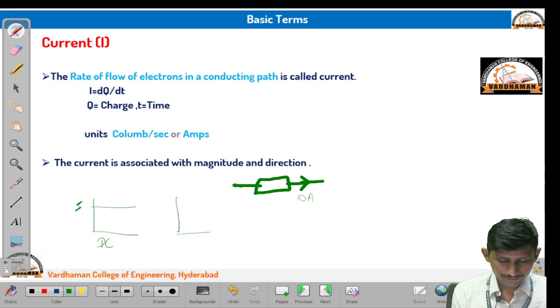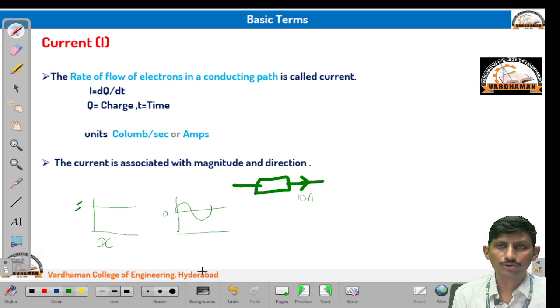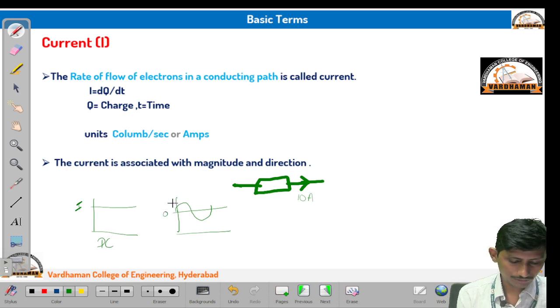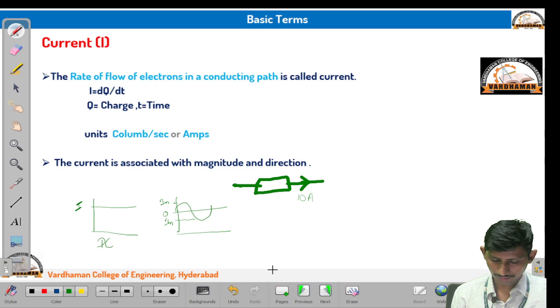the current is expected to alternate between positive and negative values. The center average is 0, and it is expected to vary between Im and minus Im. We will study in detail about AC current later. For now, I am sticking to only DC concepts.